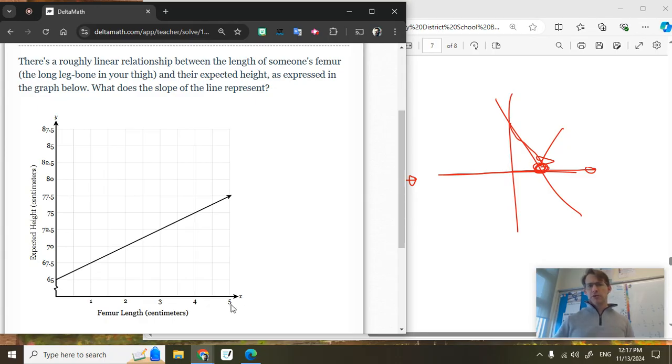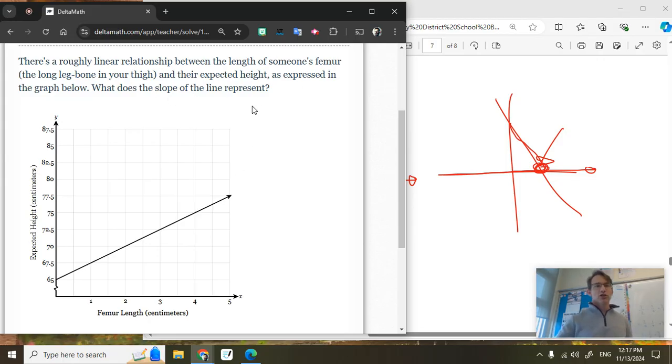People don't have femurs that are 5 centimeters long. Your femur should be like 45 centimeters long. It's long. It's from your hip to your knee. Mine looks like nearly 2 feet. Anyway, whatever. We can still answer their question.